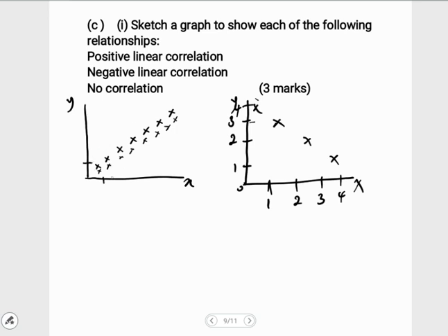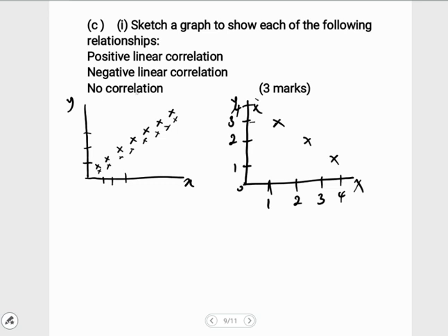But for this one, which is positive linear correlation, if the points are shown this way, you see that when this one increases, the y-axis score also increases. So take note of that.